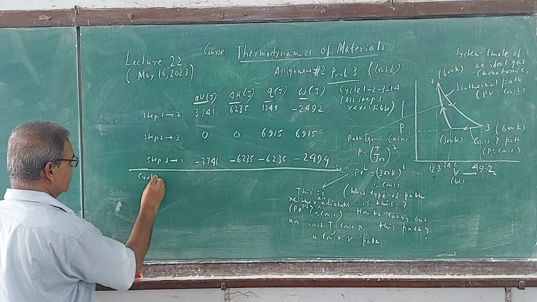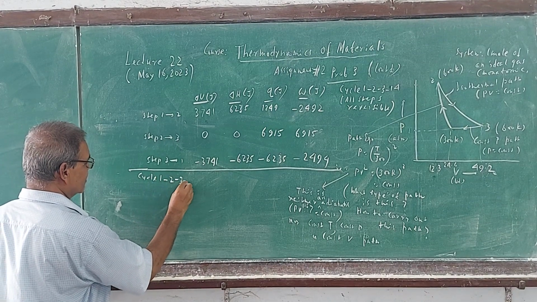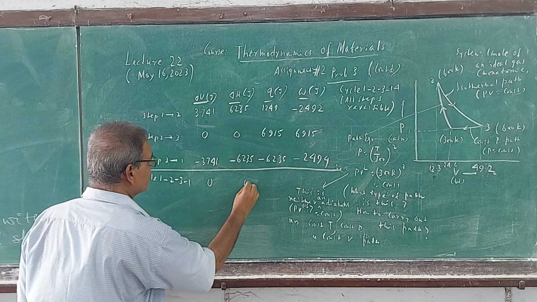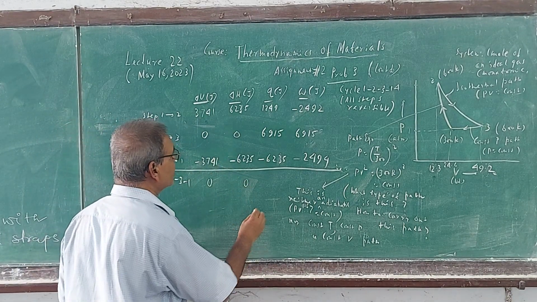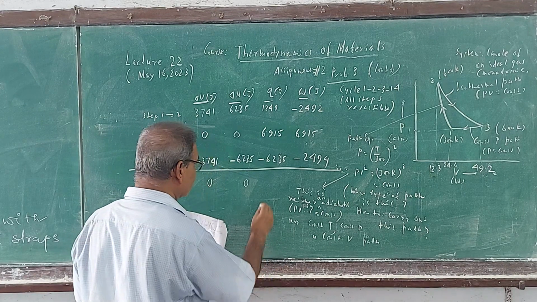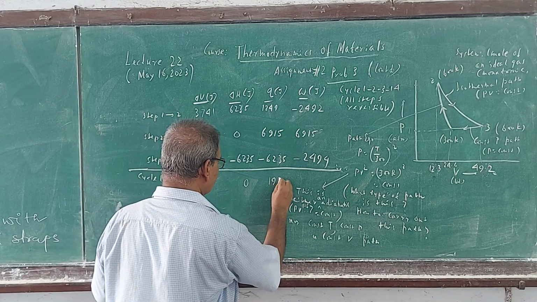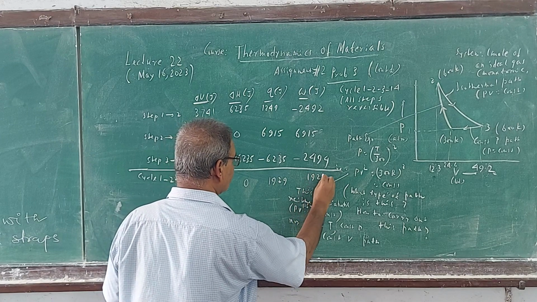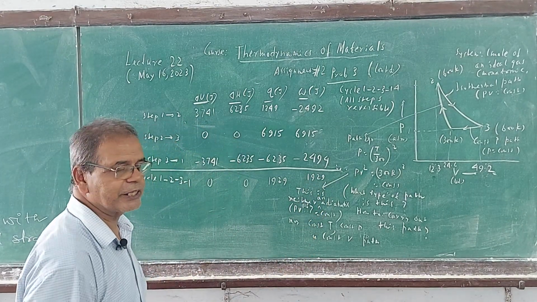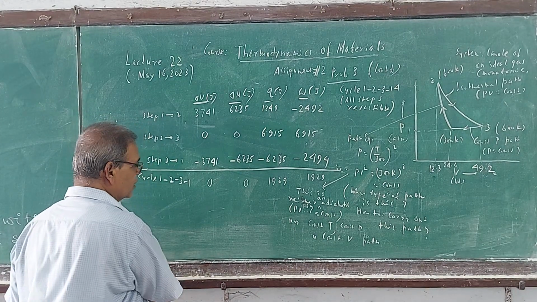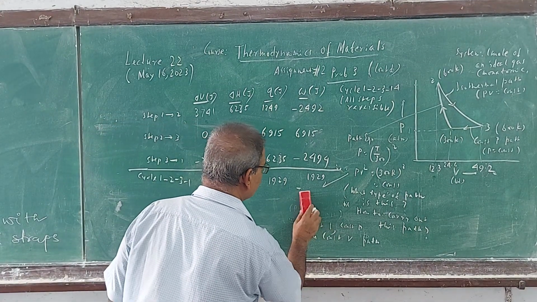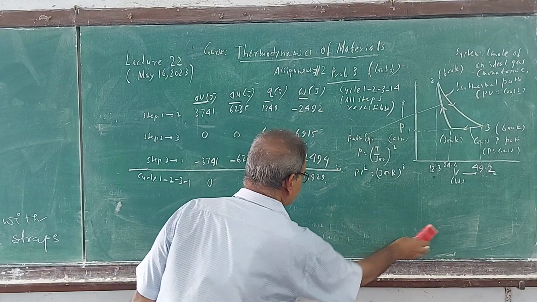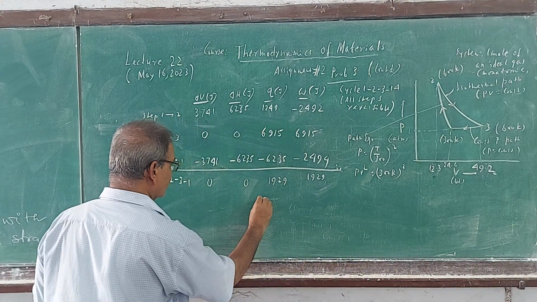Then the cycle. For the cycle, delta U will add up to 0, as it should be. Q is what? Q must be 1929. And then W would likewise be 1929, because Q cycle is W cycle for any cycle. Because delta U cycle is, you know, what type of path? I've discussed these; recall quickly.